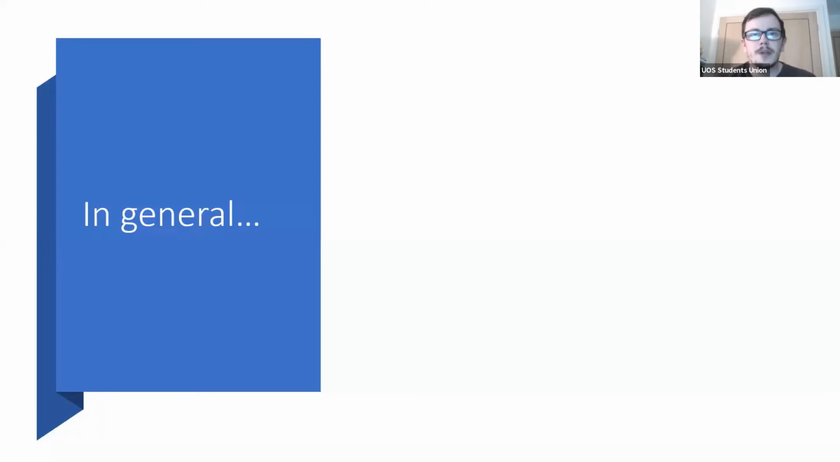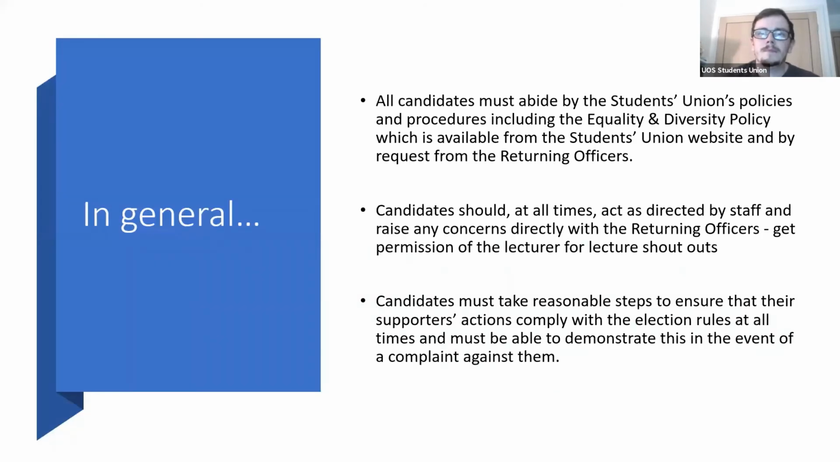So in general, the Students' Union has an equality and diversity policy that candidates have to be in line with. Basically, don't be discriminatory in your campaigns. We don't want to see racist things or sexist things, anything like that. Just don't put anything out that could be discriminatory towards various groups.